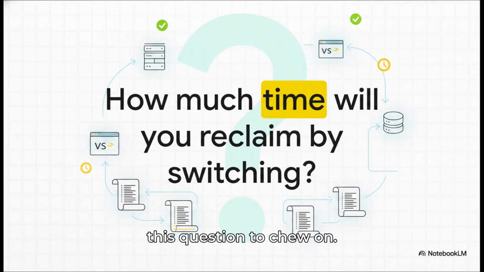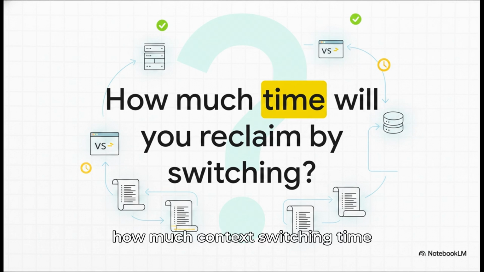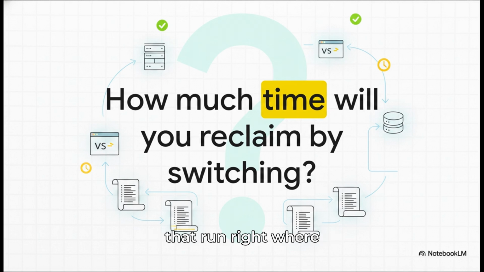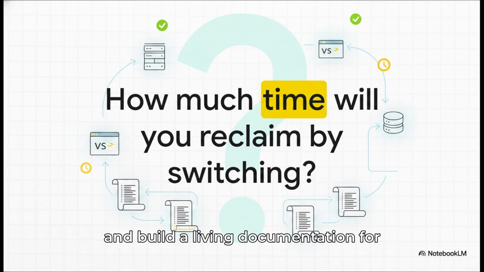So I'll leave you with this question to chew on. By keeping your API testing lightweight, version controlled, and right inside your codebase, how much context switching time are you going to reclaim today? When you transform your API tests into simple, plain text files that run right where you write your code, you eliminate so much friction and build a living documentation for your entire team.